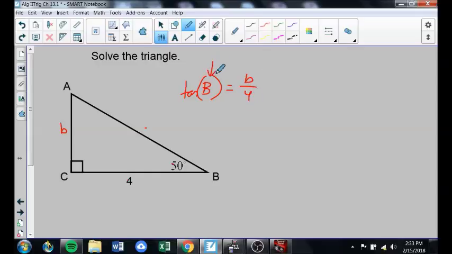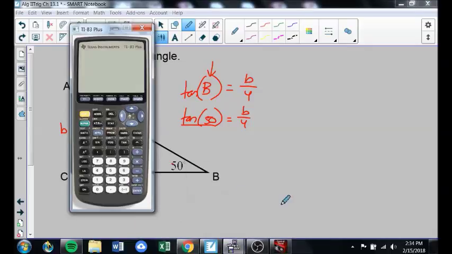But I really shouldn't have called this capital B. I should have called it 50. I know the tangent of angle 50 is B over 4. Well, I'm going to solve this for B. Tangent of 50, I can just calculate. That's just some number, right? We just pull up the list, grab our calculator. The tangent of 50 is something, so I find it. The tangent of 50 is 1.19.